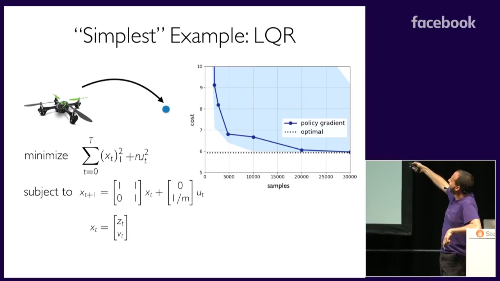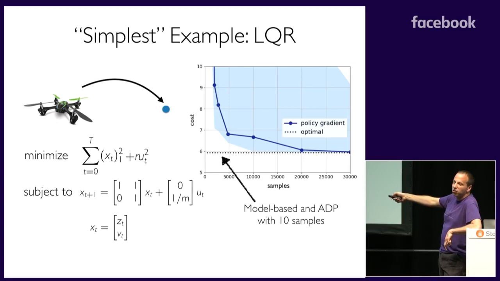And it does things. But an interesting thing is that just fitting this model, not telling it anything about the structure, just fitting it as a black box linear model, and then treating that as true and not doing anything else, is indistinguishable from this black line. Like 10 samples, and you get the answer.